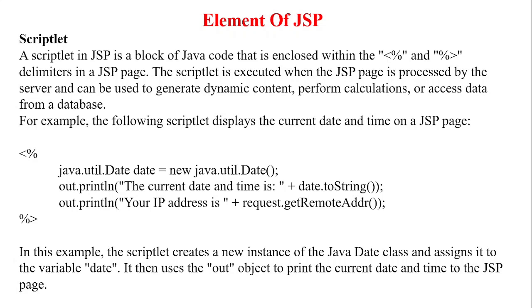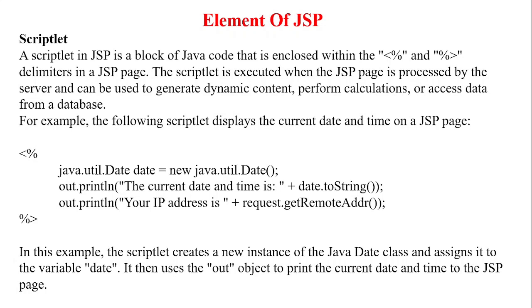Generally, if we are talking about the elements, the JSP elements are divided into subcategories. For that, the first category is scriptlet. So let's get started with scriptlet. A scriptlet in JSP is a block of Java code. If we want to write some Java code in our JSP, then we use a scriptlet block of code.